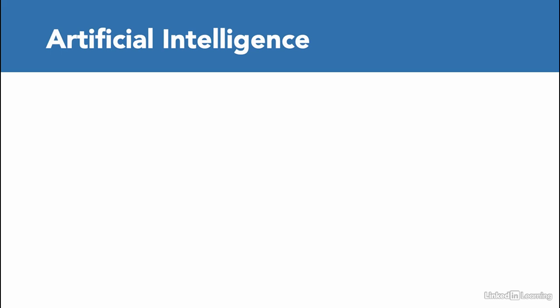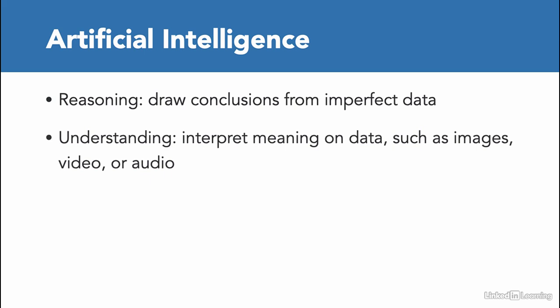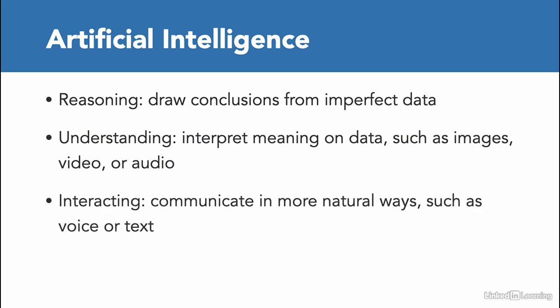AI is a field of study focused on enabling machines to perform tasks previously only done by humans, such as reasoning, which is the capability of drawing conclusions from imperfect data, understanding or being able to interpret the meaning of some data, such as images, video, or voice, and interacting, which allows computers to communicate with people in more natural ways, such as voice or text. Think of Siri, Alexa, or Cortana.